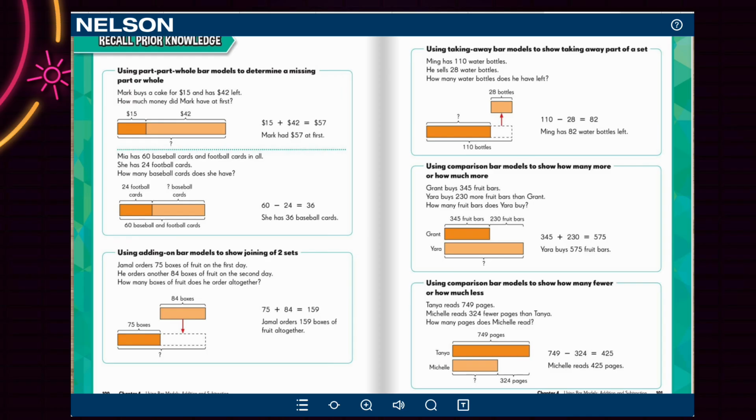These pages are from the grade 4 student textbook, Recall Prior Knowledge for Chapter 4. These are all the different versions of the bar model that students would have learned in grade 3. Pause the video to take a look at them.